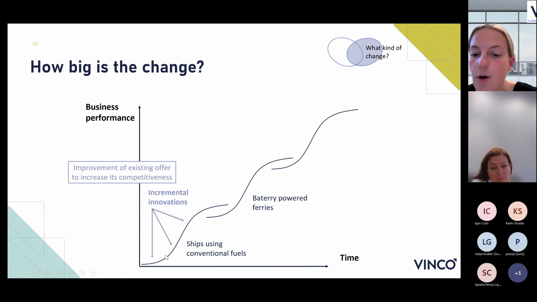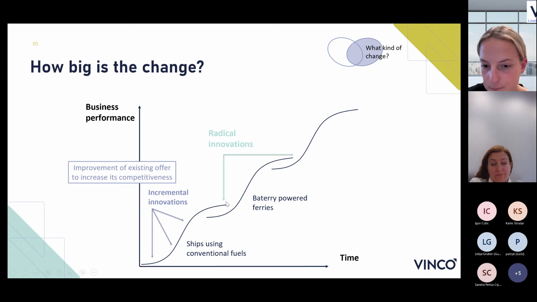On the other hand, radical innovations relate to big changes, so major or structural modifications, new ways of doing things. They challenge the existing framework and they tend to happen infrequently and are often perceived as involving higher risk. So again, in the shipping industry, changes in a ship's propulsion system could be considered as radical innovations. So here you can see we could go from shipping using conventional fuels to battery-powered ships. So here we go from one S-curve to another.